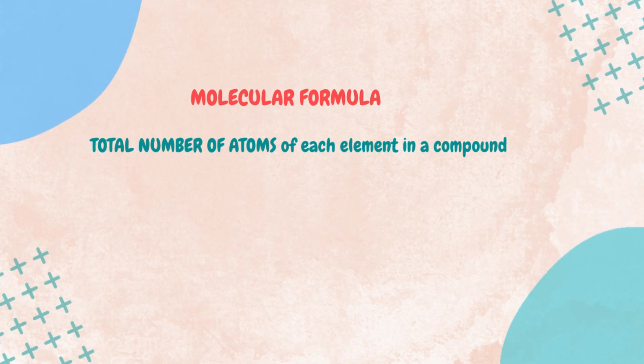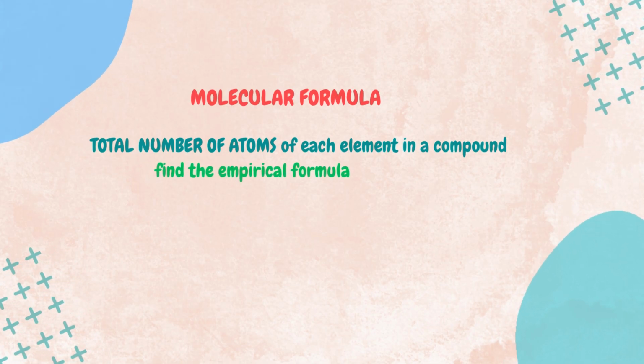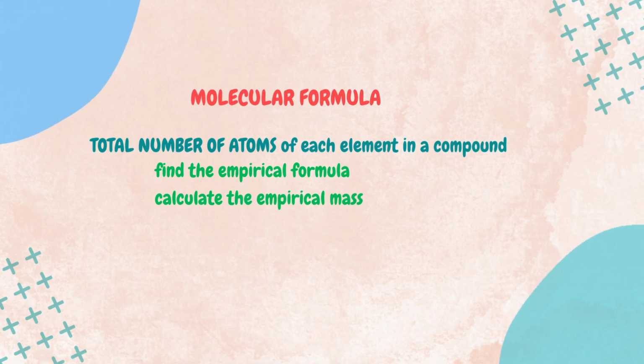To find the molecular formula, firstly, find the empirical formula of the compound. The empirical formula represents the simplest whole number ratio of atoms present in the compound. This is often obtained through experimental data or elemental analysis. Once we have the empirical formula, the next step is to calculate the empirical mass. To do this, we sum the atomic masses of all the atoms present in the empirical formula.